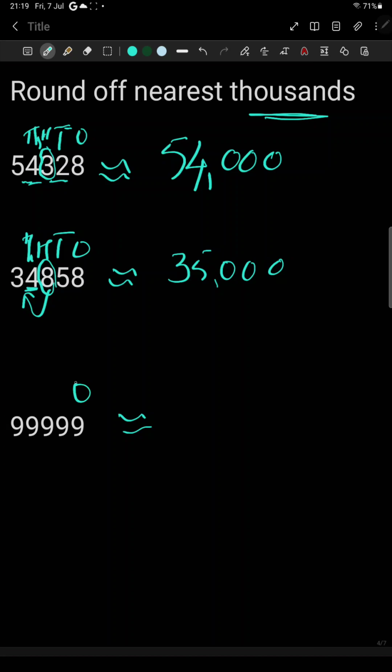Similarly over here, ones, tens, hundred, thousand. So the number at the thousand place will be underlined and this will be circled. 0, 0, 0. All the numbers on the right hand side of the underlined digit will become 0. 9 will become 10, 0, 1 carried. This 9 will become 10, so it will be over here. So what will be the number? 100,000. Thank you.